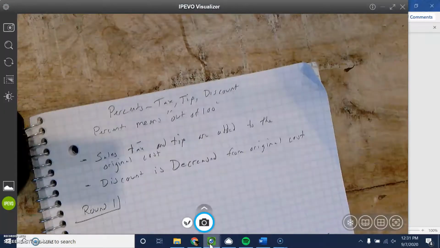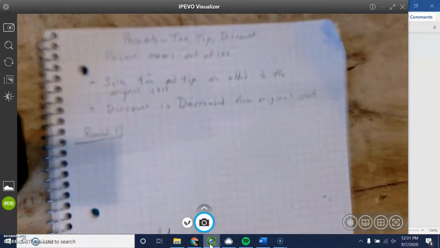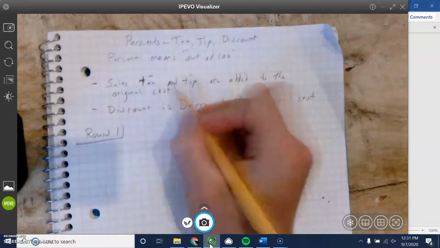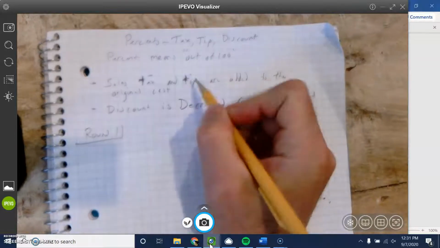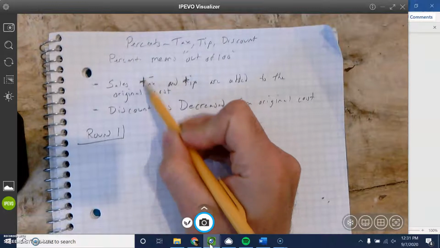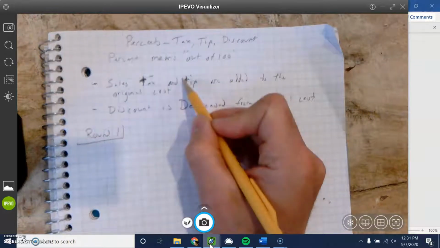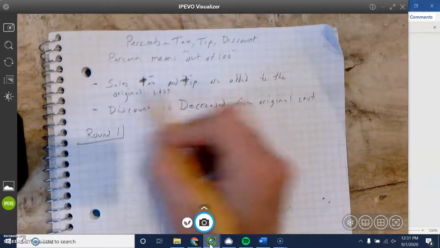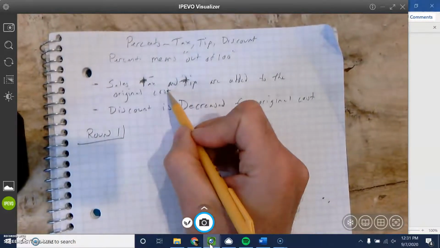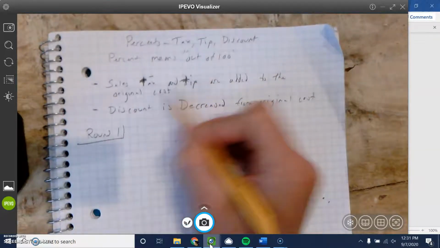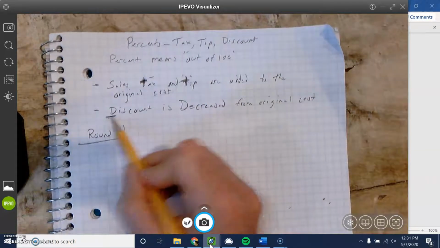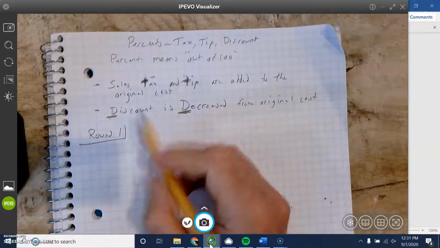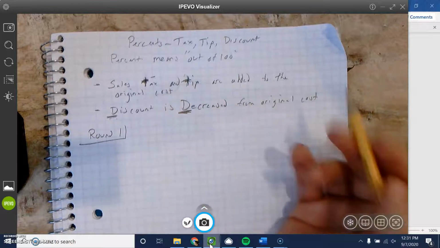All right, let's see what I wrote. Bam, here's mine. So the title on the top, percent means out of 100. How do you remember this? Well, tax and tip, notice how they start with a T? The T looks awfully like a plus sign, don't it? And so that means you're going to add on the tax and tip to the original cost. So if you have tax on something, you're going to add it to the cost, and then tip, you're also going to add it. Discount starts with a D, and it's decreased from the original cost. So discount, decrease, tax and tip, you're added.